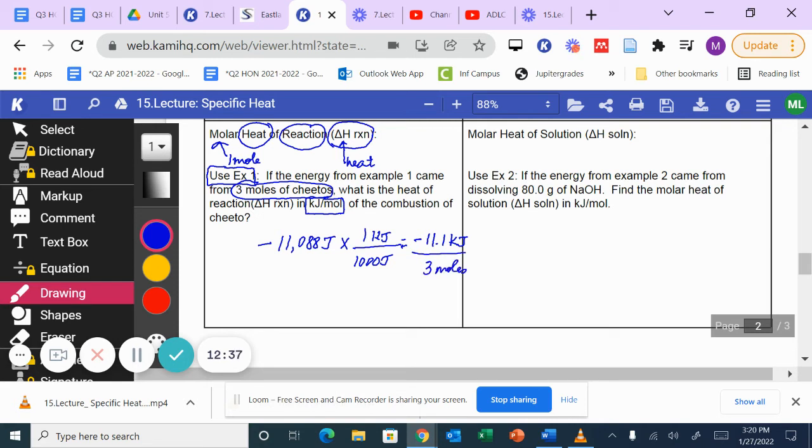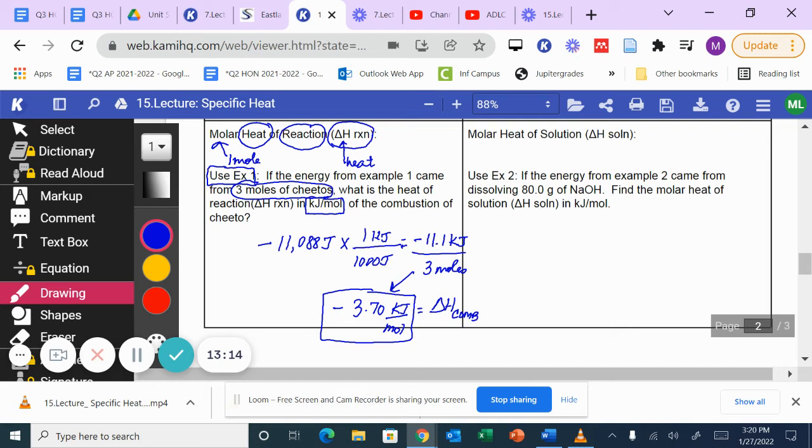So I'm going to divide that by 3 moles. What does this mean? This is the amount of energy I get when I burn 3 moles, for every 3 moles of Cheeto. When I divide those, I'm going to get negative 3.70 kilojoules per mole. Now it's easier to compare with another molar heat of reaction because everything is for every 1 mole. This is called the molar heat of combustion of Cheeto.